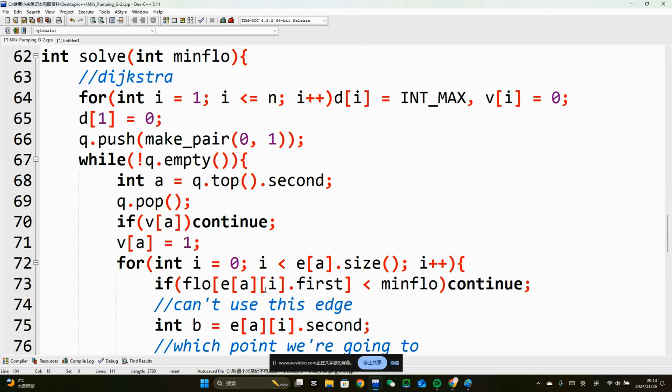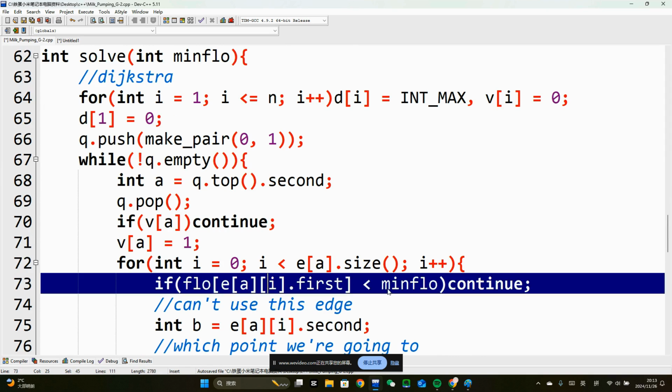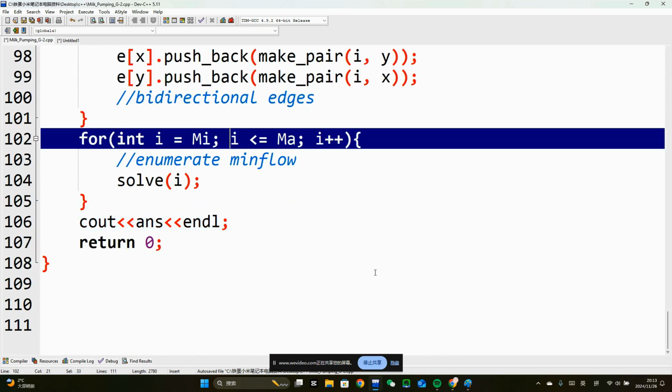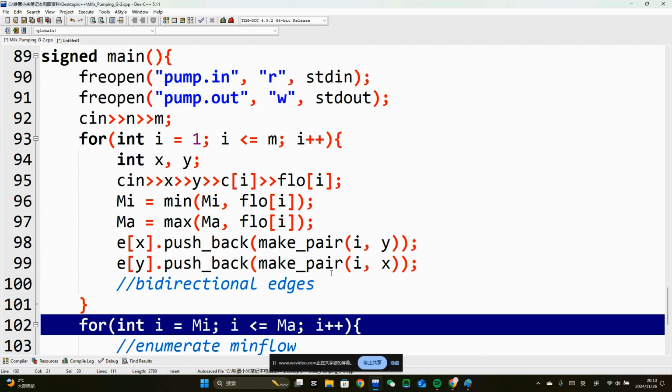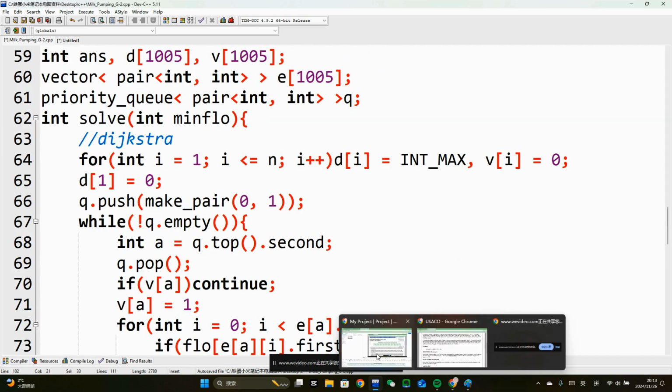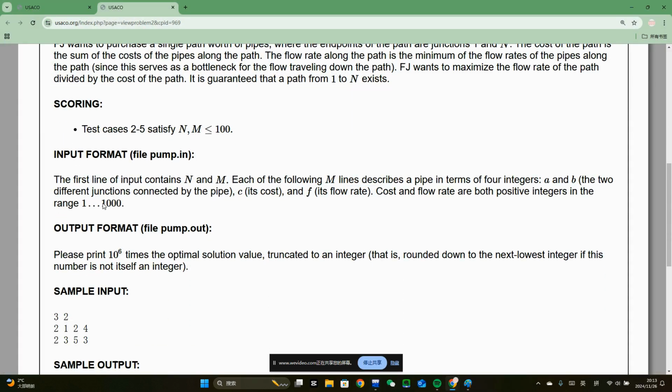While using Dijkstra, every single pipe with a flow rate of less than the minimum that we just enumerated is not used. And this will give us a time complexity of enumerating the range of the flow rate times N log N for the N junctions. And if we take a look, the range of the flow is 1 to 1000. So we can pass this problem.